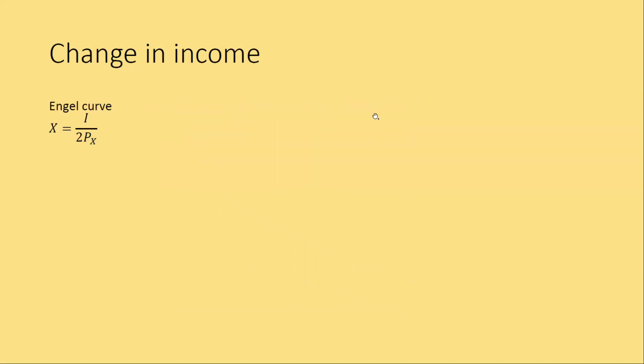And we can not only draw the shift of the demand curve, we can also describe directly the relationship between our income and our demand for good X. And we call this curve the Engel curve. The Engel curve is the relationship between people's demand, or people's optimal choice of consumption of good X, and her level of income.